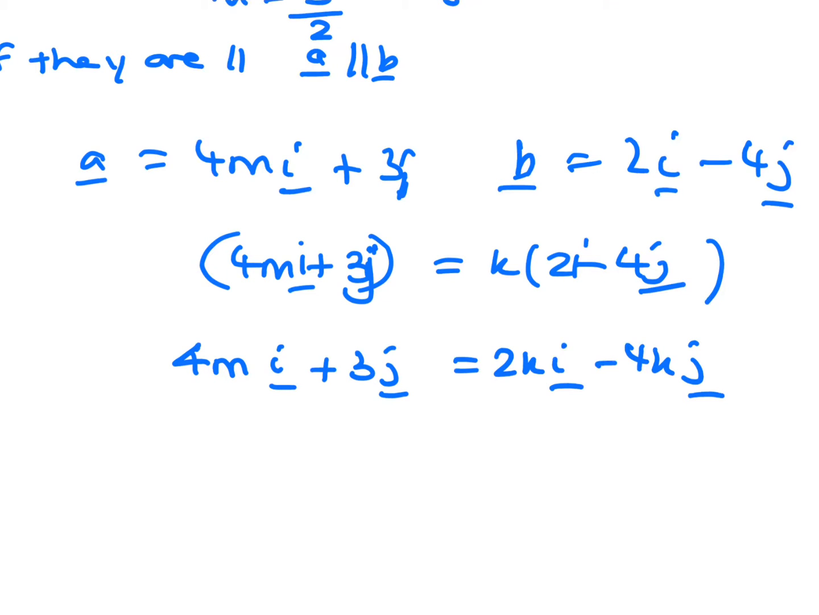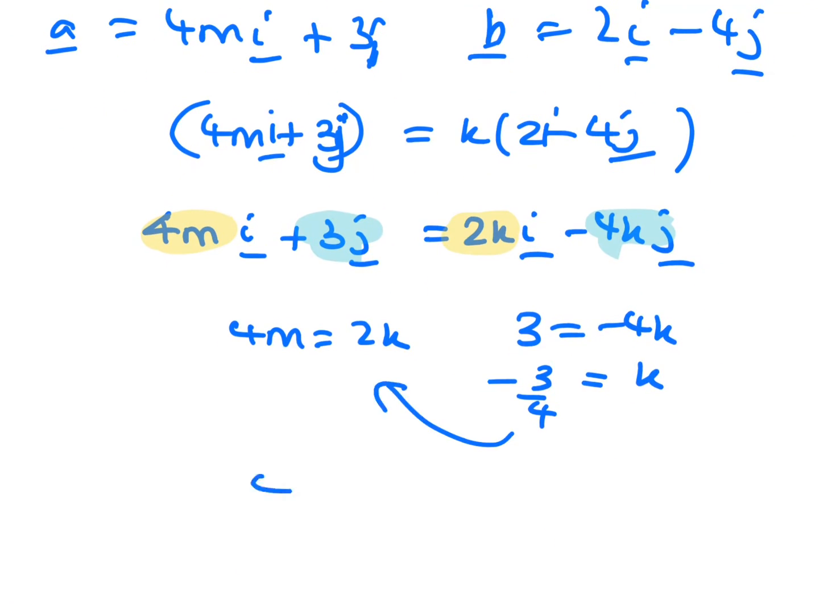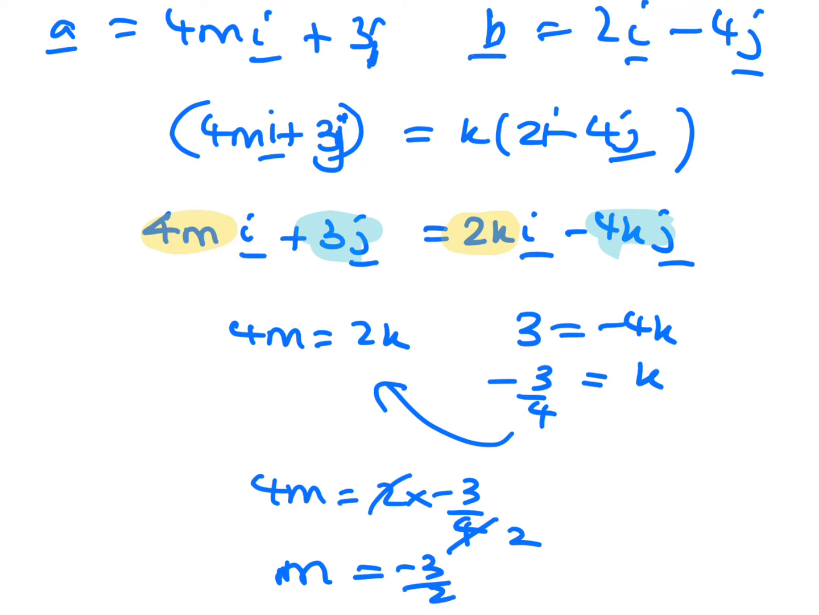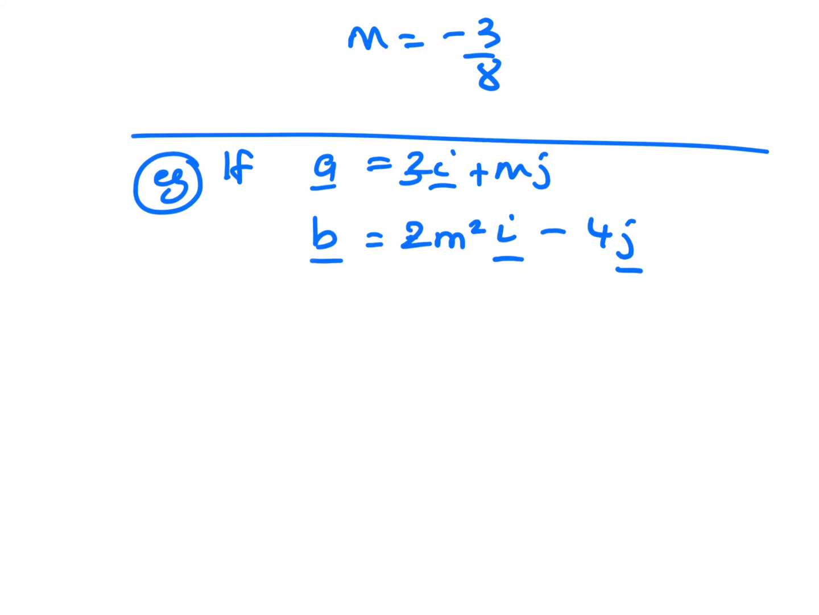So if you equate the x components and then you equate the y components, then basically 4m is 2k, but 3 is minus 4k. So k is minus 3 on 4, and if you sub that in there, 4m is 2 times minus 3 on 4. That goes into that twice, so 4m is minus 3 on 2, and m is minus 3 on 2 divided by 4. So m will then be equal to minus 3 on 8.